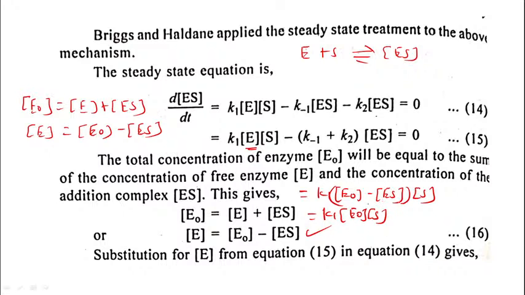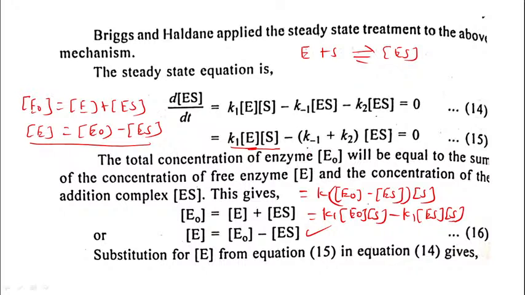Separating the terms here, minus k1 into concentration of the ES into concentration of the substrate. Okay, and the remaining term will be minus k minus 1 plus k2 into ES. So we can simplify this term now. So it is equal to this, by putting the concentration of the free enzyme according to this. We have substituted here. So we can write this equation now.